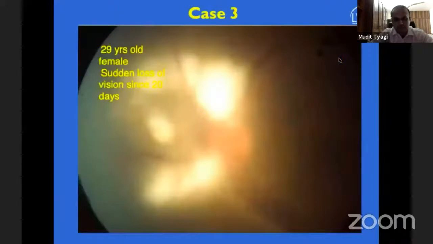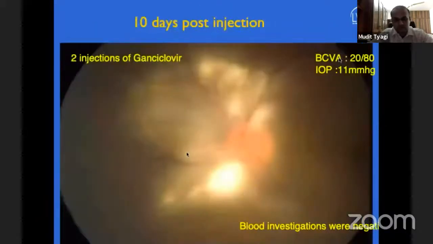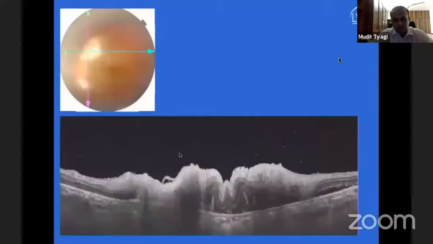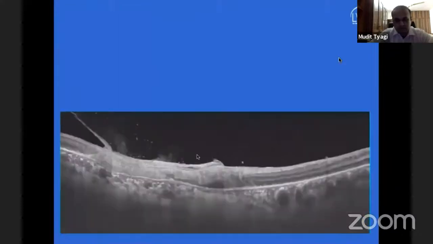And the third case is of a 29-year-old lady who presented with sudden loss of vision since 20 days, had these multiple areas of retinitis. This patient was seropositive, incidentally, and was initially thought of as having a CMV retinitis and was treated with 2 injections of ganciclovir. But even in spite of giving ganciclovir, these lesions had not regressed. And when we did an OCT, we found this entire area of retinitis with this vitreous adhesion superiorly at the edge of the retinitis lesion.